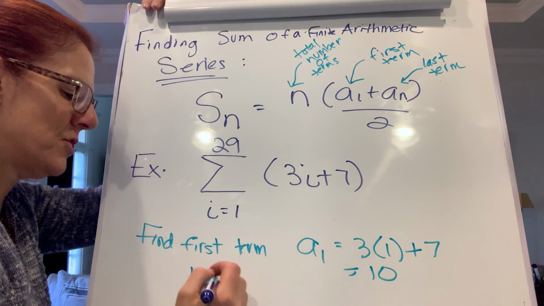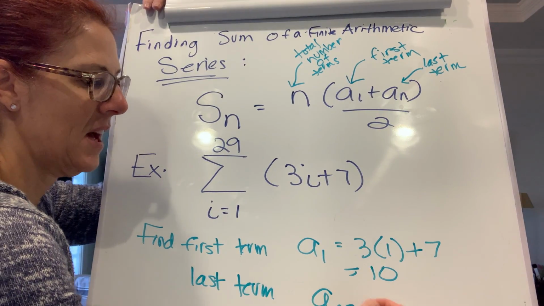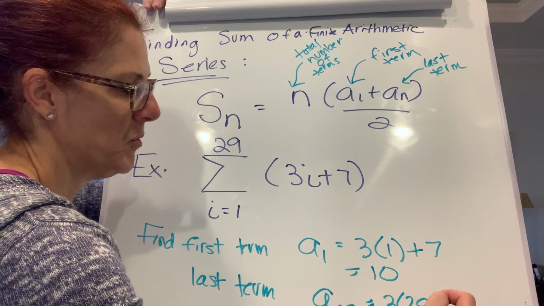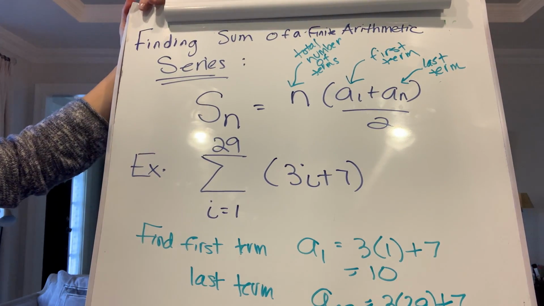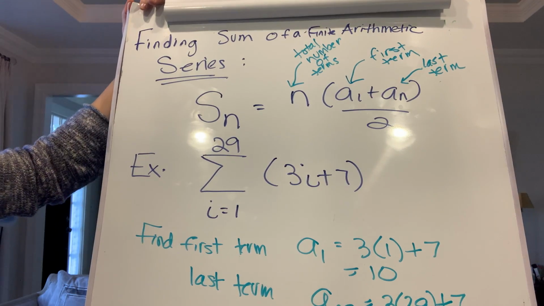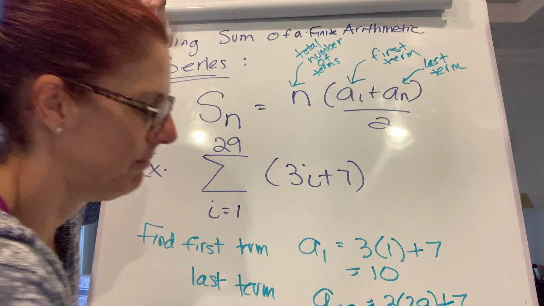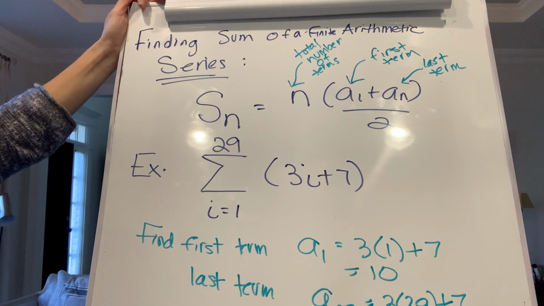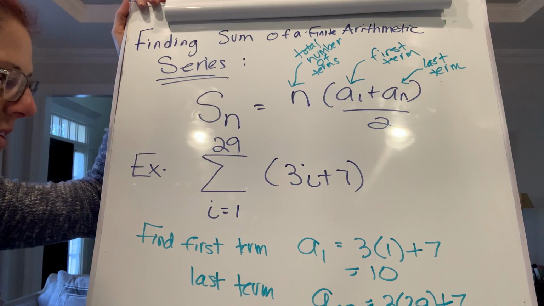Okay, find the last term. We would get that by plugging in 29. So 3 times 29 plus 7, and that comes out to be 94. And then our n in this case is going to be 29.